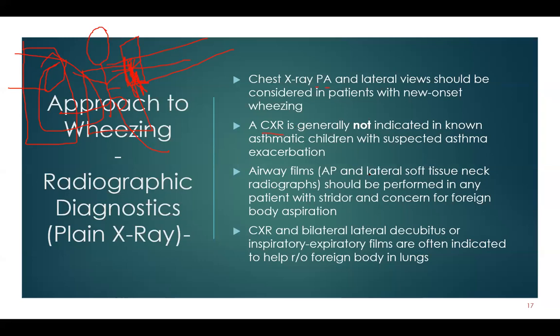Airway film, so AP and lateral. Soft tissue of the neck, if we've got some stridor or we're concerned that there may be some sort of etiology in the upper airway, we should also perform those. Things that we can see in a soft neck film, we can see steeple sign, which would be indicative of some narrowing there, or we can also see an epiglottitis.